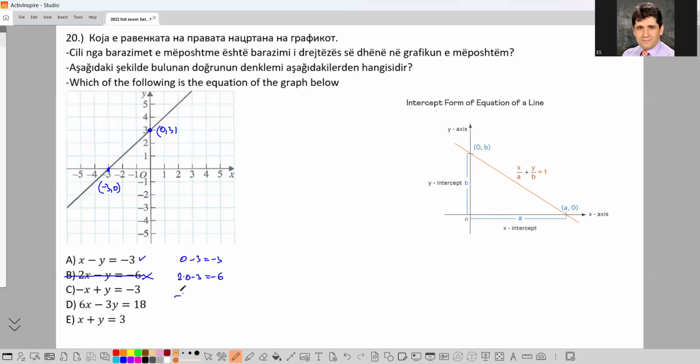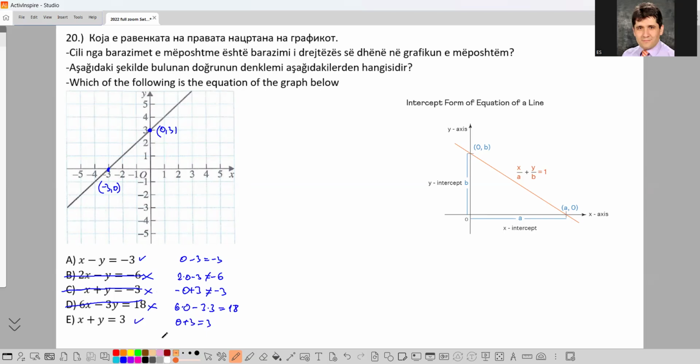Negative x, and x is 0, plus 3, it should be negative 3. It's not an option, so this is not correct. The fourth option is 6 times x, but x is 0, minus 3 times 3. That should be 18. Clearly, this is not equal. So we have one more option, E. We get 0 plus 3, which is 3. All right. This fulfills one of the conditions.